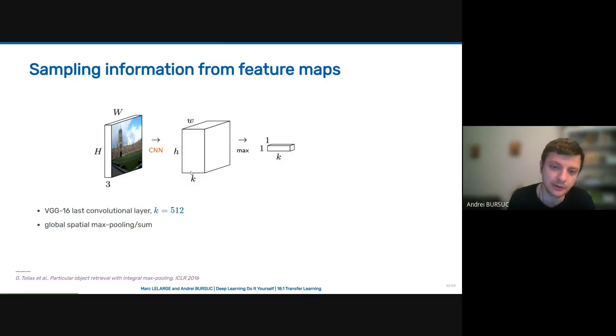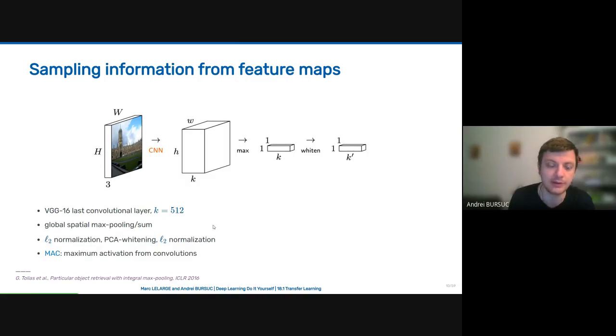We have our 512 feature maps. On each feature map, we take the maximum value, which corresponds to the highest activation in that feature map, meaning the most salient part of that feature map. We do that for all the K feature maps. So we have at the end a K-length vector. K here is 512.